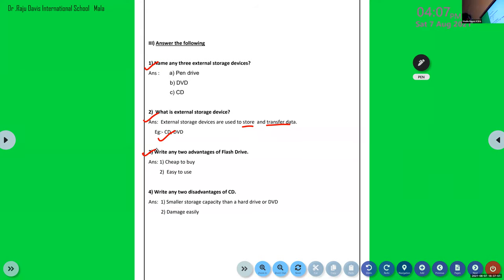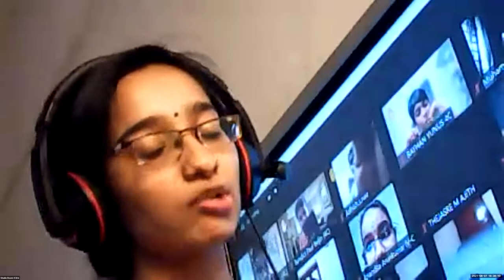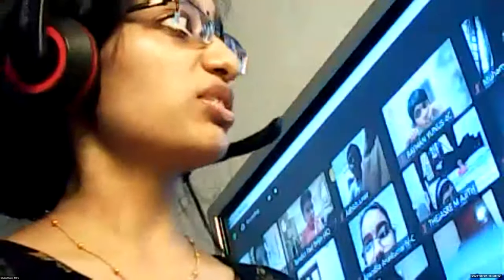Okay, so moving to the last question, what are the disadvantages of CD? You have to write any two disadvantages of CD. Its storage capacity is less when you compare it with the hard drive or DVD, right? Second one is, it gets damaged easily, right? If any crack occurs, then we can't use that CD again. So these are the disadvantages of CD.